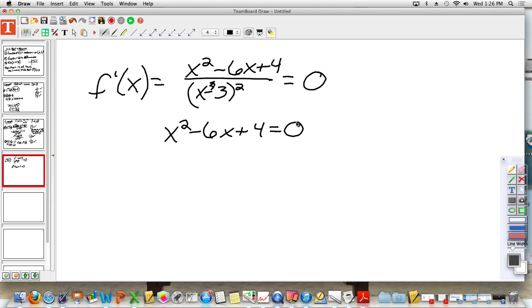Okay. Is this factorable? Are there any 2 numbers that will multiply to give you 4 and add up to negative 6? No. But we still need to figure out what x is.